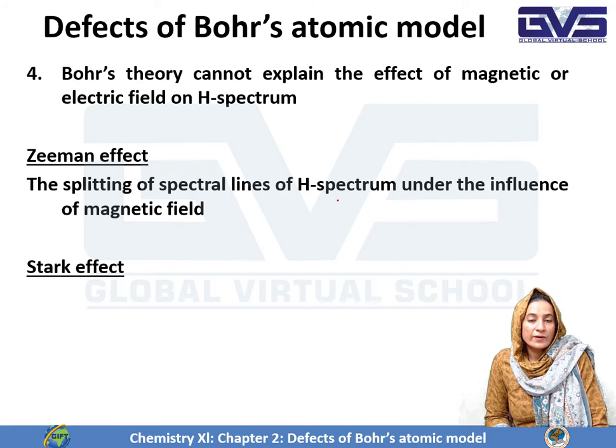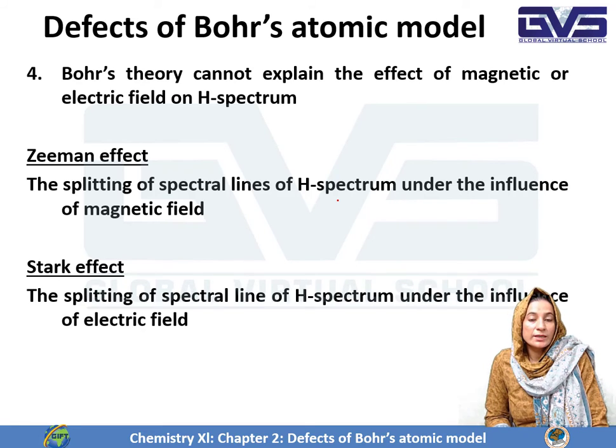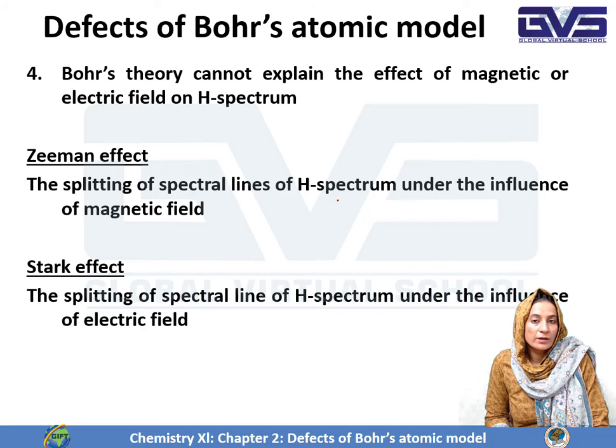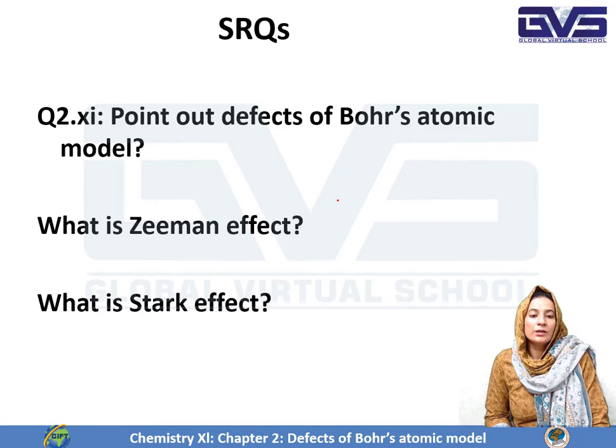The Stark effect, by the scientist Stark, is the splitting of spectral lines of the hydrogen spectrum under the influence of electric field. In Zeeman, it was under the influence of magnetic field; in the Stark effect, it is under the influence of electric field. This splitting of the lines was not explained. So the Zeeman effect and Stark effect were not explained by Bohr's atomic model.